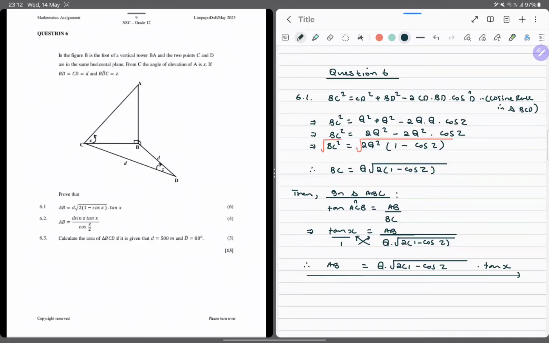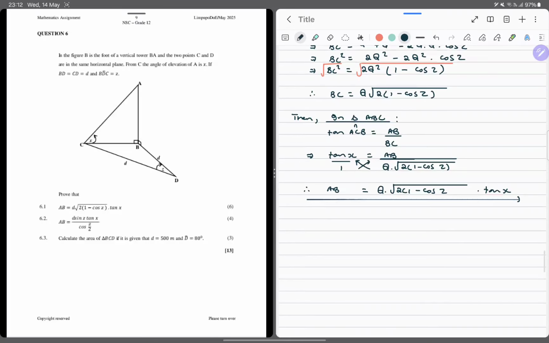Nice and easy. So once you know what to do, please jump in and get it done. It's not a big deal. All right, let's get to the next question. 6.2. We need to prove that AB again can be defined this way.